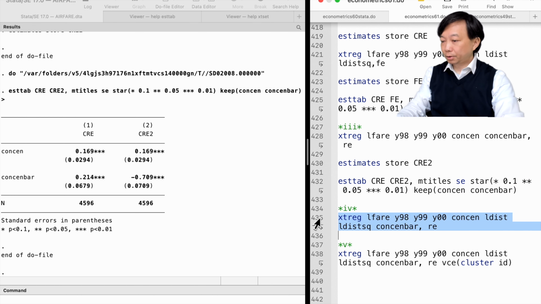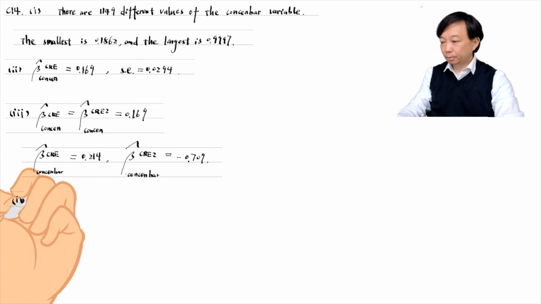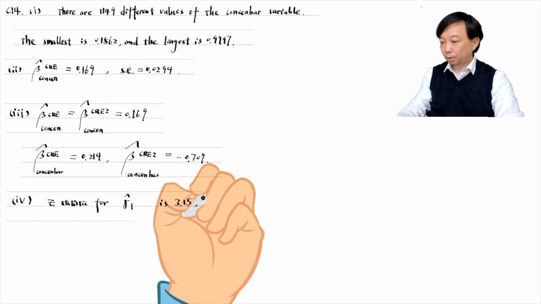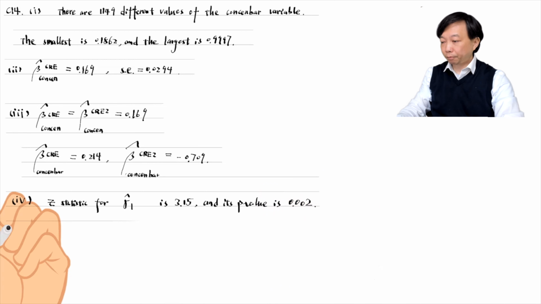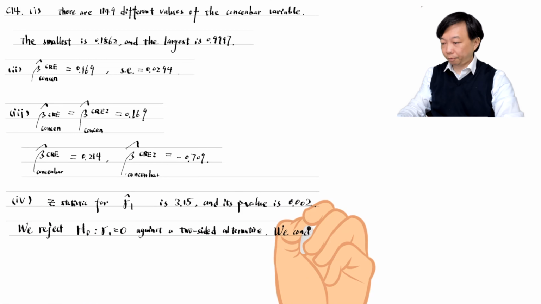The z-statistic for gamma 1 hat is 3.15 and its p-value is 0.002. We reject the null hypothesis against a two-sided alternative. We conclude that the fixed effects approach is preferred to the random effects.